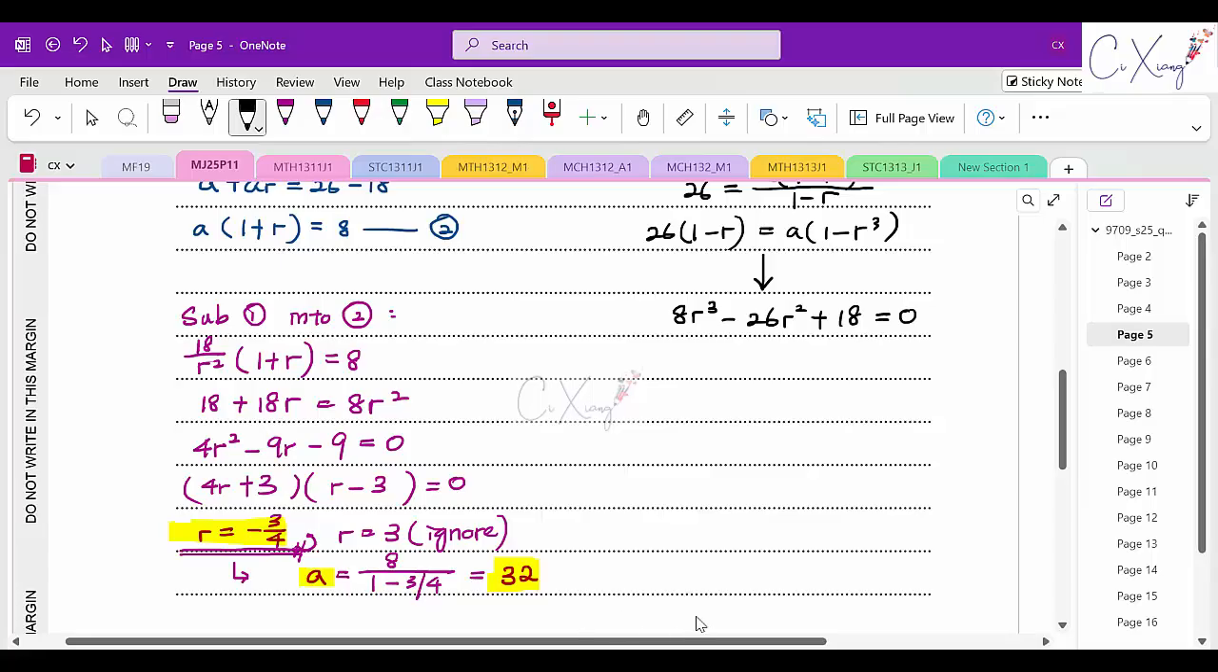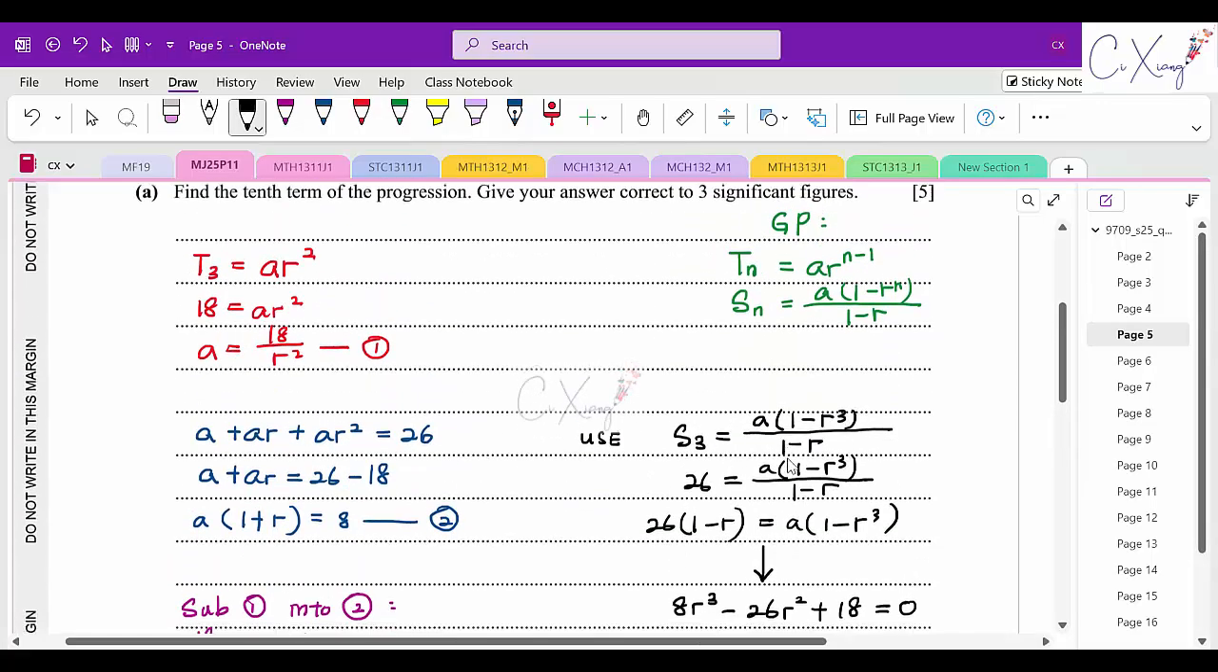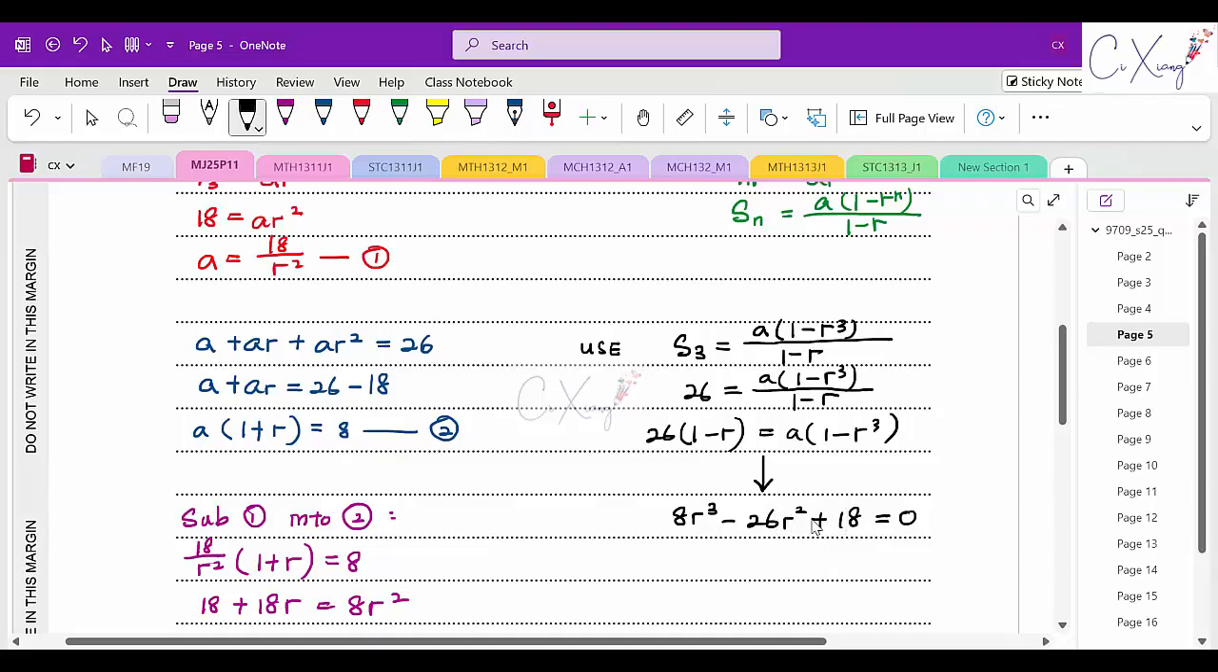Okay, so this question is a little bit special. If, let's say, you use the formula, you'll get a harder equation like what I said. So maybe you have to think about this method. Okay, right. So this is how we solve question number 3. Oh, we still have part B for question number 3.